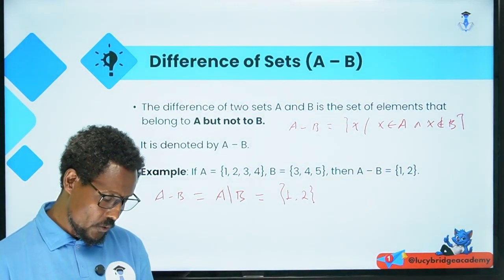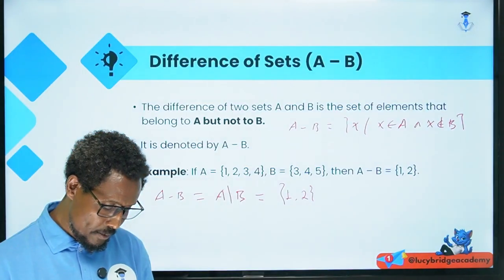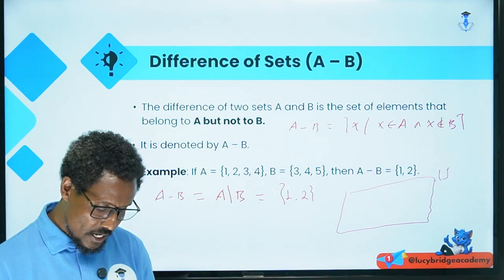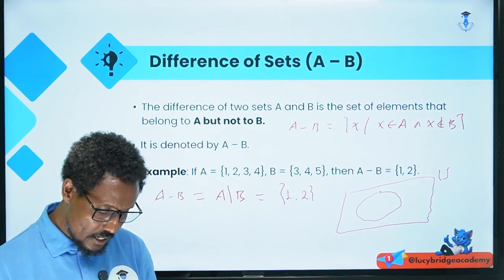Now, let me show you using a diagram. A without B means maybe we may have a box which is a universal set U, all right? And there are two sets, okay? Two sets, set A and set B.